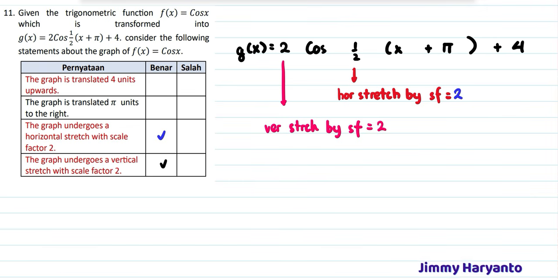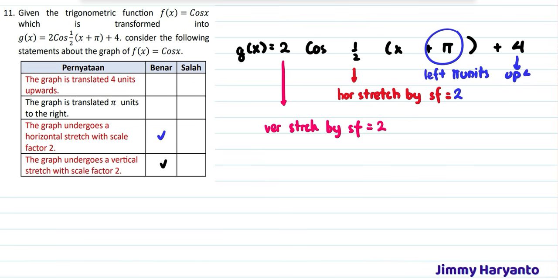Yes, correct. And then next one is this one. This one is going to the left. If it is positive, going to the left, pi units. And then this one is going up 4 units. That is the transformation. Going right would be wrong. Okay, that's 11.